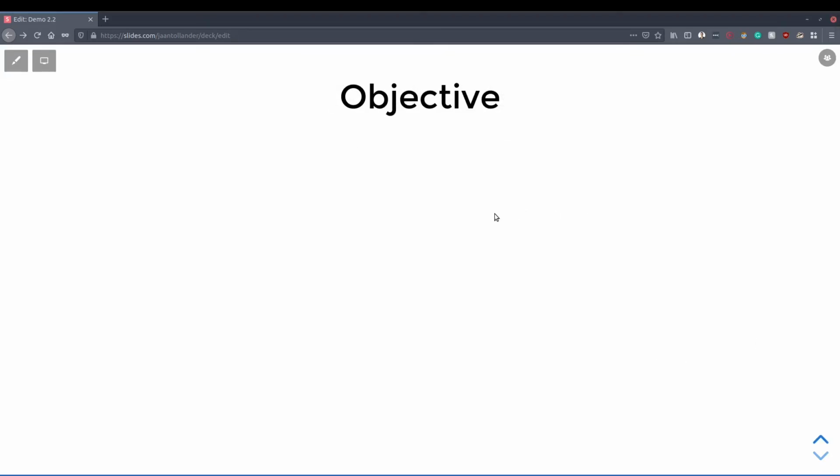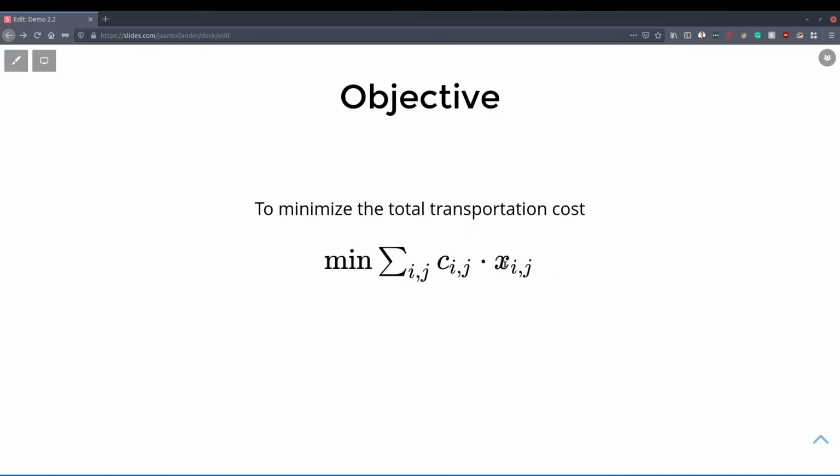Finally, we define the objective function, which is to minimize the total transportation cost. And it is this expression. Here we have minimize, and this is the sum over the transportation cost times the amount of cars shipped, summed over all pairs IJ.